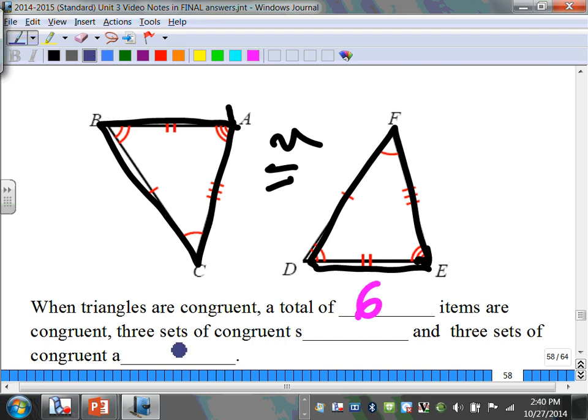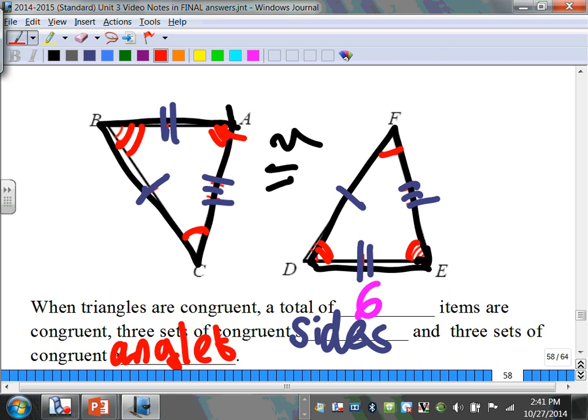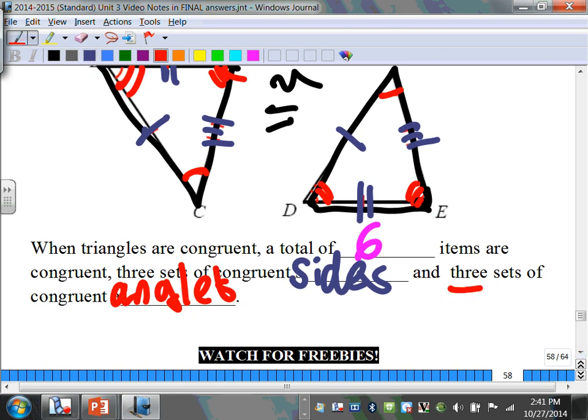We have 3 sets of congruent sides. See this side, and then you have another pair of sides, and another pair of sides. And then we have 3 sets of congruent angles. 1 pair of angles, 2 pair of angles, 3 pair of angles. So that's a total of 6 items. 3 sets of angles, 3 sets of sides. That's a lot of stuff to keep track of.